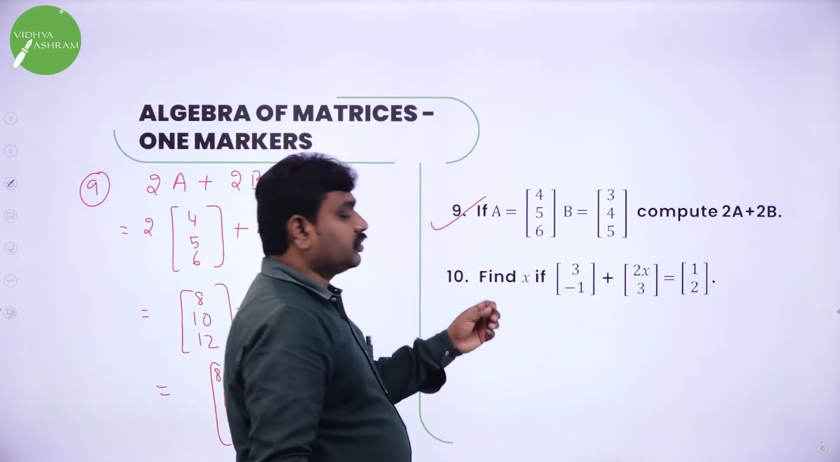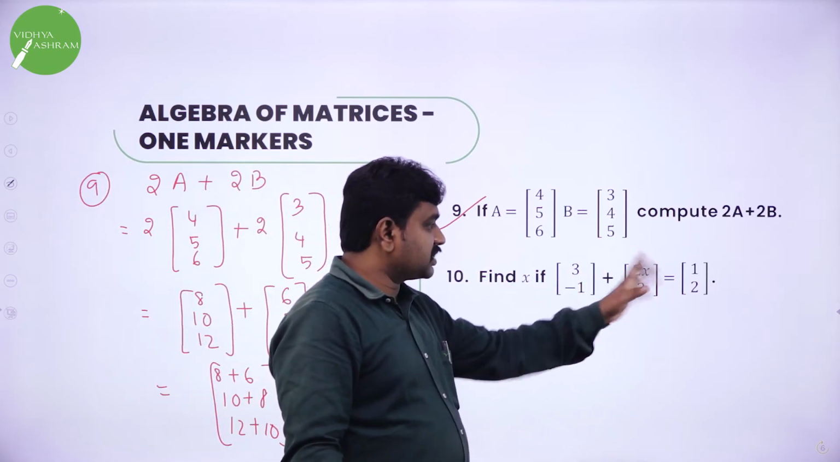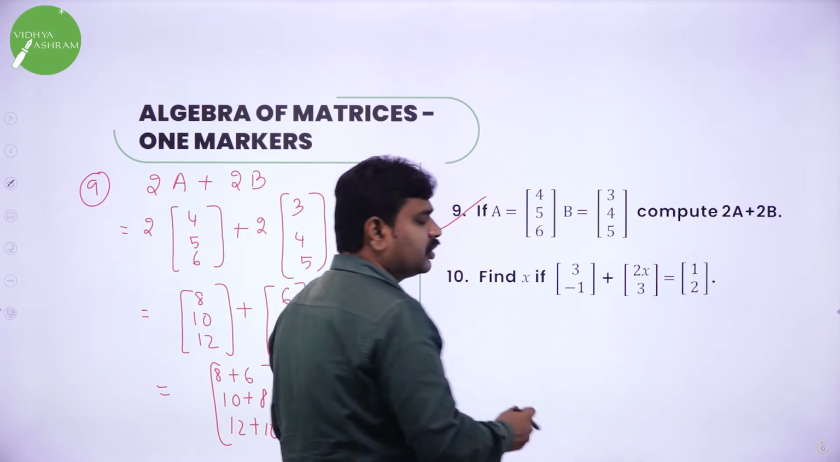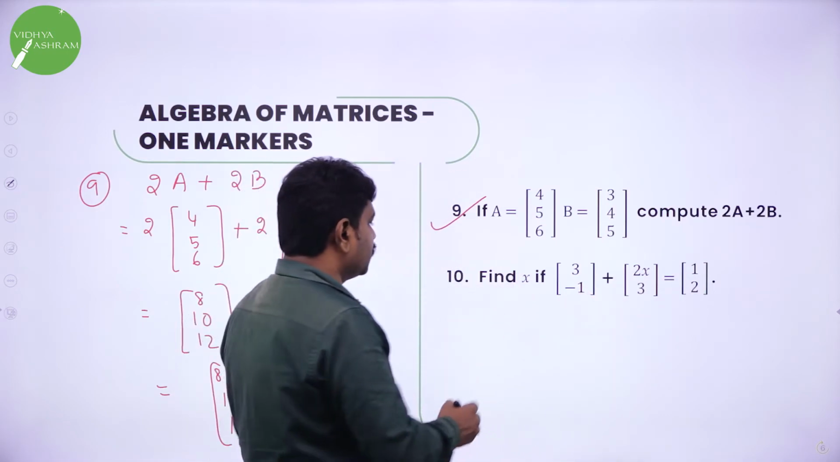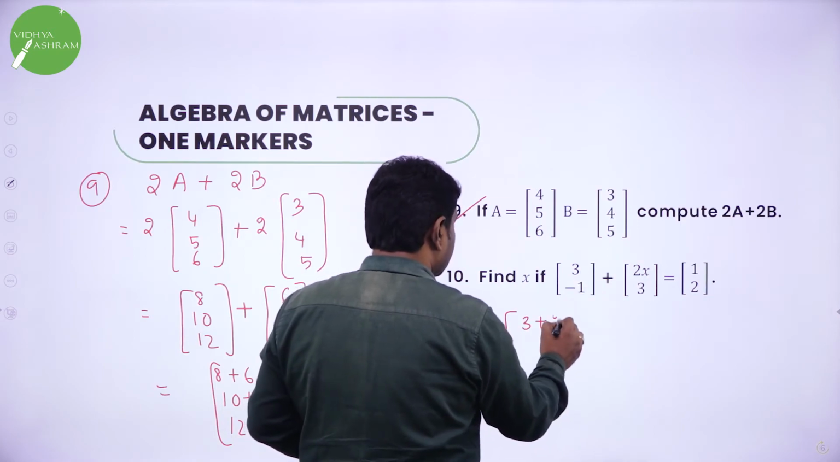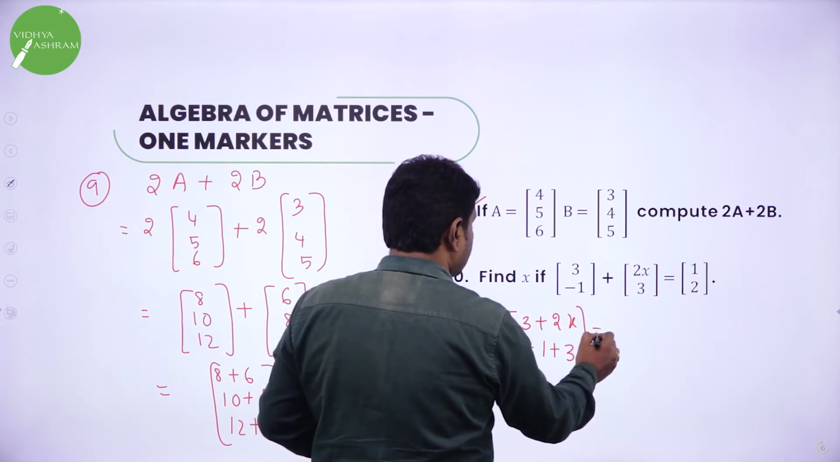Done. Now the next one, they want you to find x. They told that the sum of two matrices is equal to [1 2]. So they gave this plus this is [1 2]. They want you to find x. So now we'll add them. When you add, 3 plus 2x, minus 1 plus 3 is equal to [1 2].